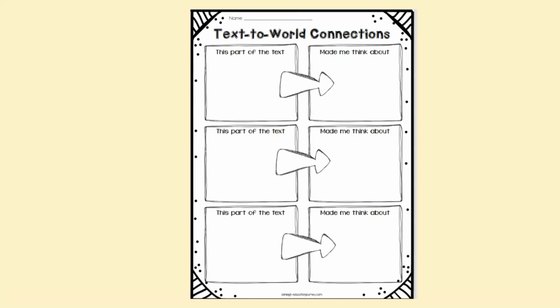The graphic organizer for text-to-world connections is exactly like the graphic organizer for text-to-self and text-to-text. When you read one of the stories, you're going to write about that part of the story and what it makes you think about.